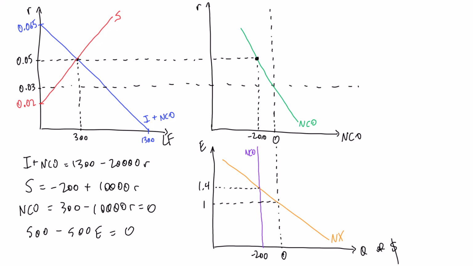Finally, we get the exchange rate of 1.4, which means that US goods are more expensive than foreign goods. Had it been less than 1, it would have been the other way around. This has been a numerical example of equilibrium in an open economy. In the next video, we'll look at some comparative statics.